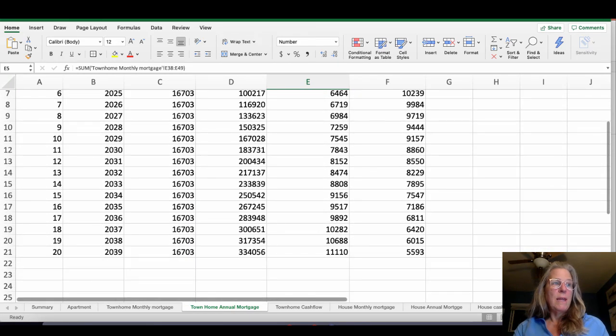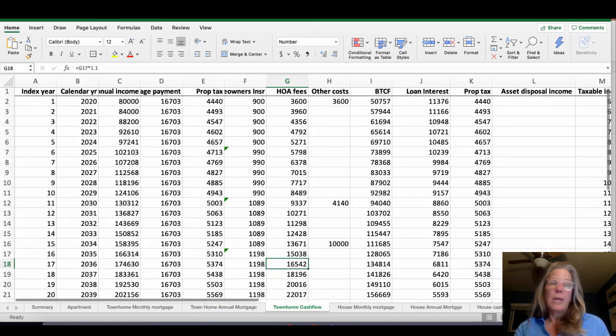And then the cash flow spreadsheet is very much like the apartment, it's just slightly different. So hopefully that'll help you a little bit for this video on how to do loan payments.